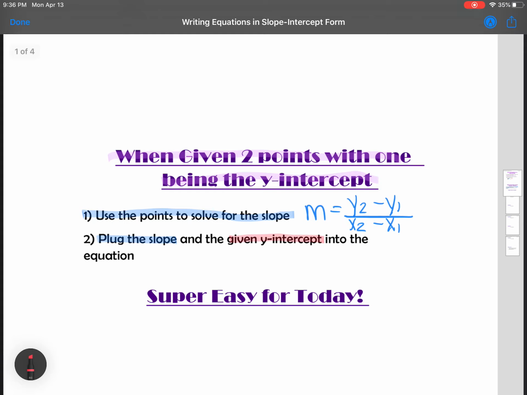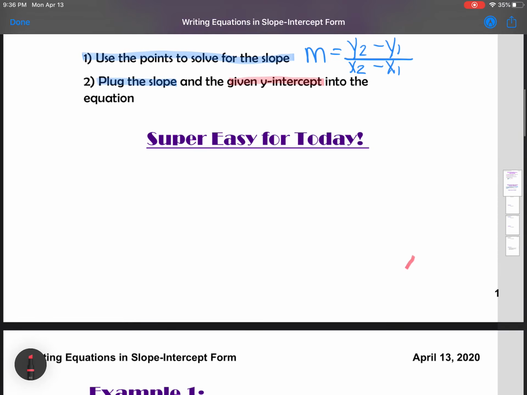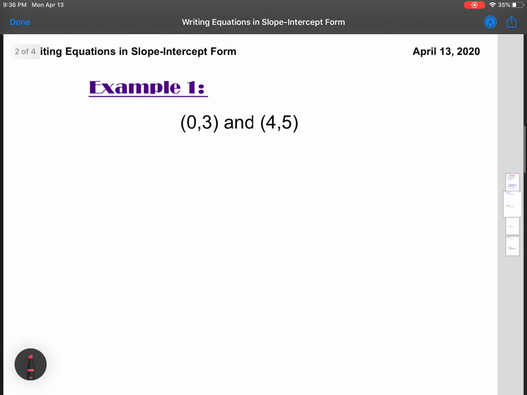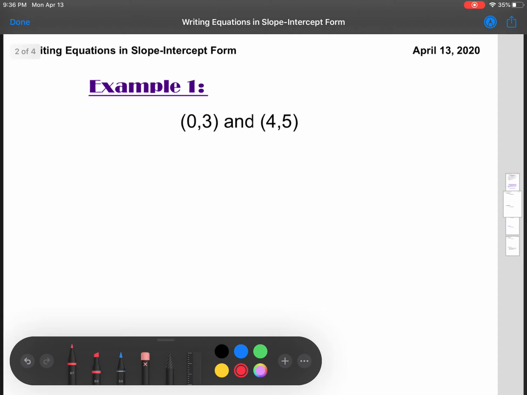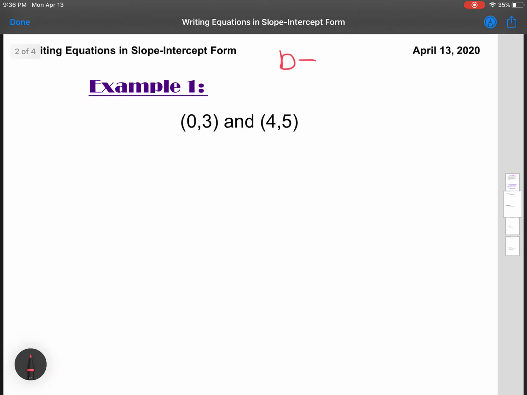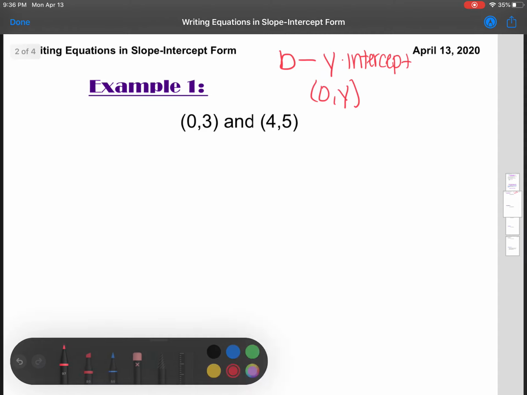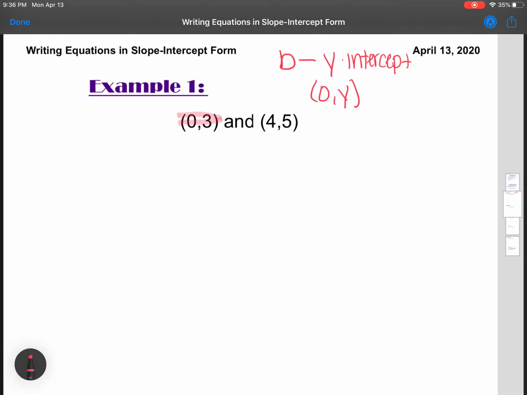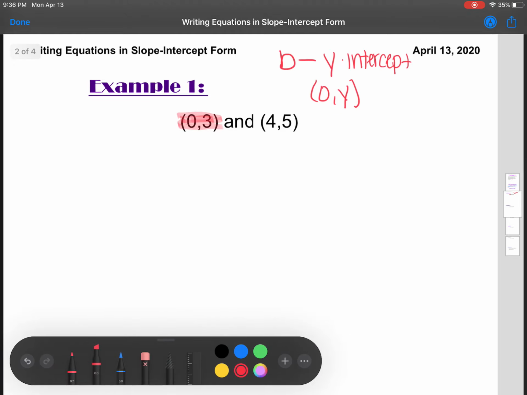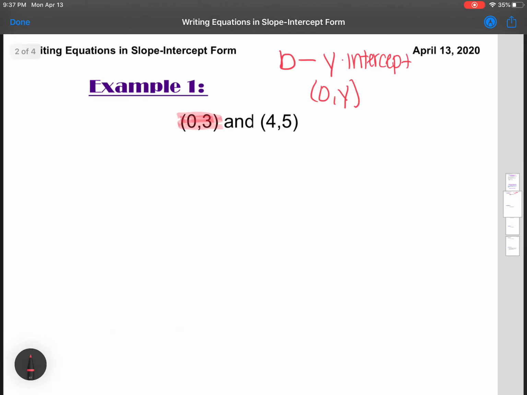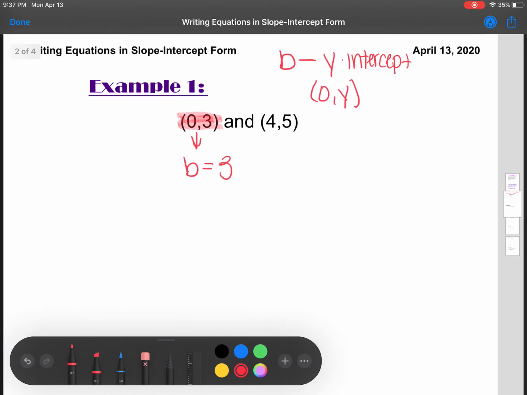If I can use the right colors, that'd be great. All right, so today we're going to take it easy, and we're slowly going to make it harder in the future, okay? So for today, let's start with our first example. I have the points 0, 3 and 4, 5. Remember, our b is the y-intercept, and that's going to be in the form 0, y. So my y-intercept is this one, so the b that I'm going to pull from that is b equals 3.